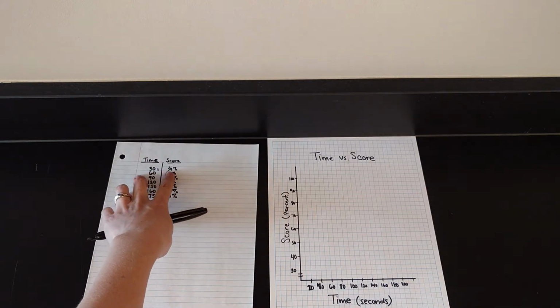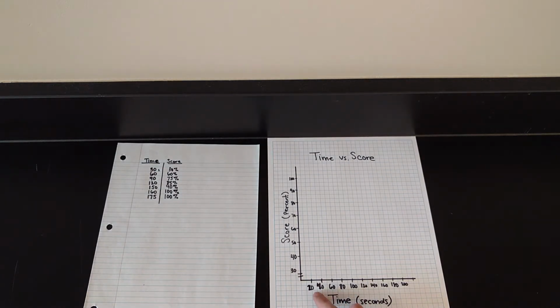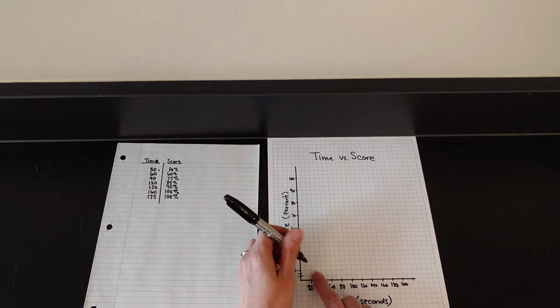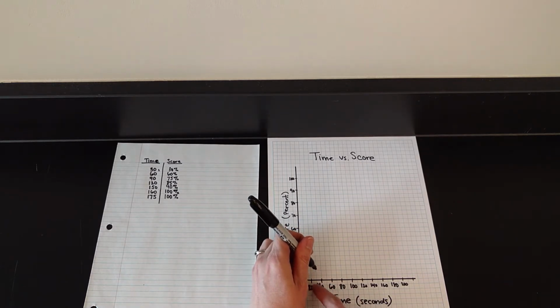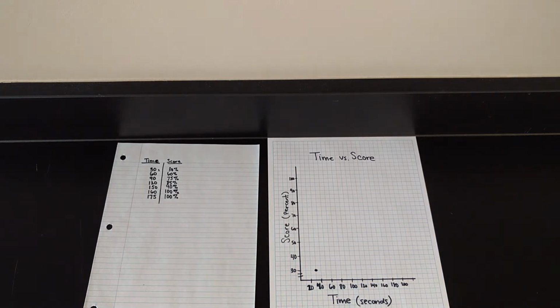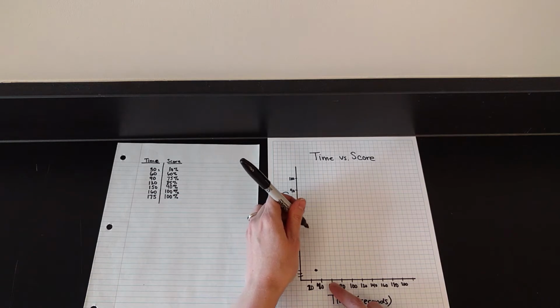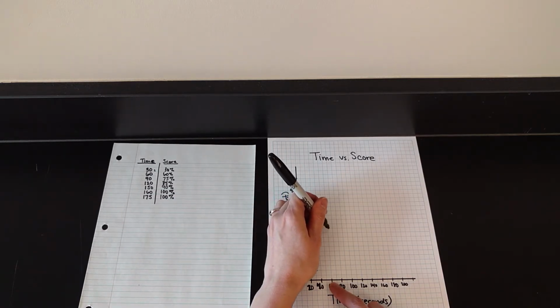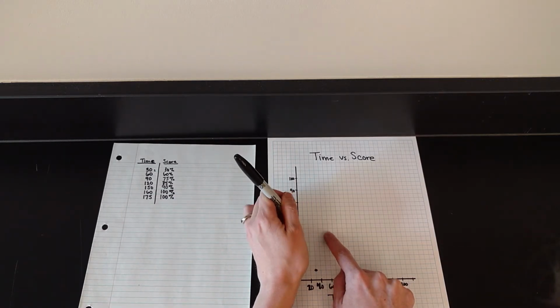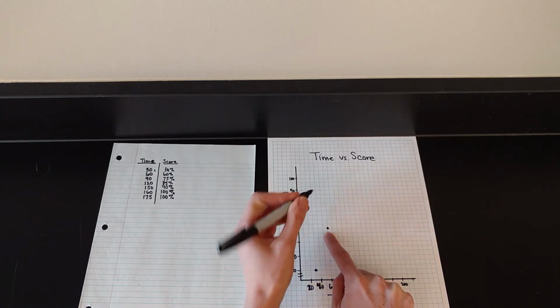Here I have 30 seconds, 30%. Okay? 30 seconds right between 20 and 40. 30% is right here. So that is my point, 30, 30. I double check it. I add that point. I make it nice and obvious. Okay? 60 seconds, 60%. Okay, so this is my 60% line. This is my 60 seconds line. I double checked a couple times.